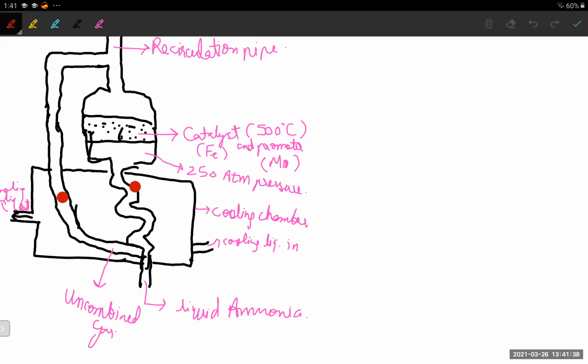Now the ammonia liquefies first, whereas nitrogen and hydrogen do not liquefy easily because they are uncombined, the ones which have not formed ammonia. The nitrogen and hydrogen gases are not combined, so they will not cool and will not liquefy. It's very obvious. The uncombined ones go back to the recirculation pipe, and then the process continues again. I'll show you again.